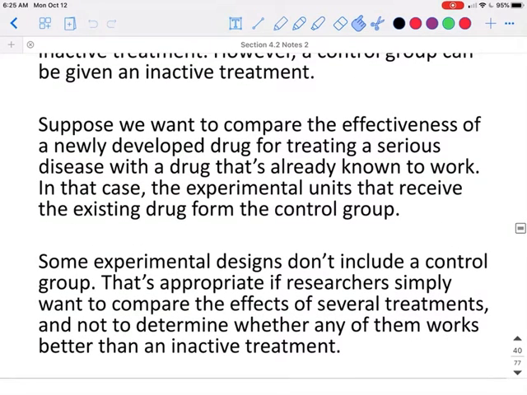Some experimental designs don't include a control group. That's appropriate if researchers simply want to compare the effects of several treatments and not to determine whether any of them work better than an inactive treatment.